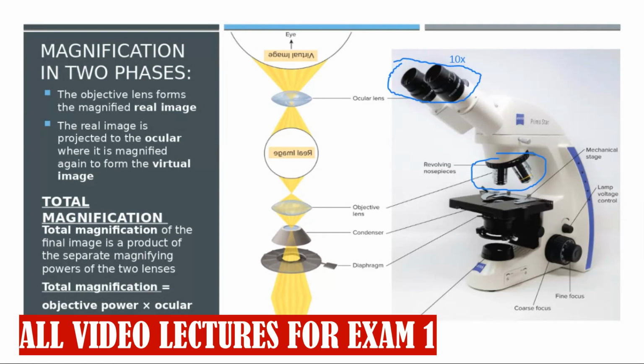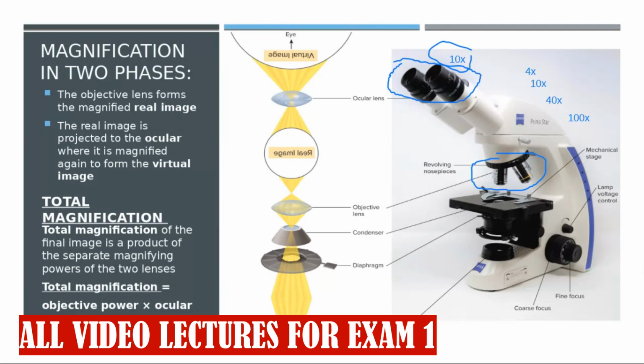The scanning lens has power of 4 times. The second one is the low power lens, which has 10 times power. The next one is the high power lens, which has 40 times power. And the last one is the oil immersion lens, which has 100 times power. So the total magnification, or the total enlargement of the object, will be the multiplication of the power of the ocular lens with one of these objective lenses.